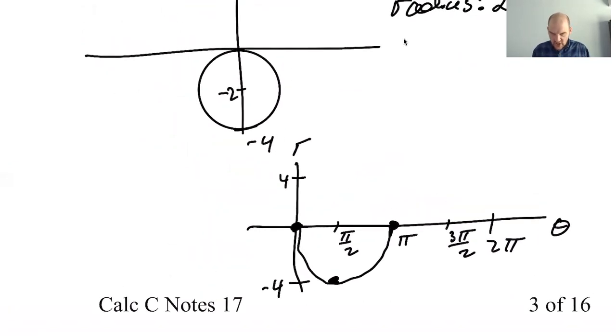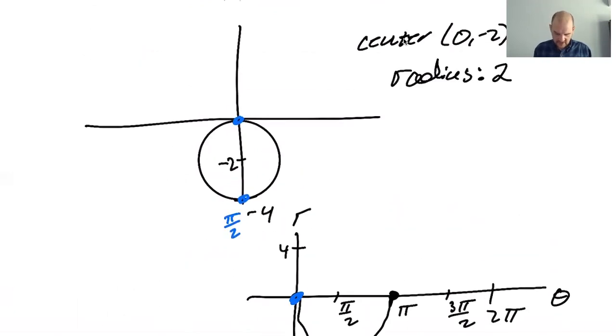Okay, so when theta is 0, r is equal to 0. Boom, boom. When theta is pi over 2, r is equal to -4. So you are here at pi over 2. Now, which way did you go? Did you go this way or did you go this way? Well, think about it. You're rotating this way.